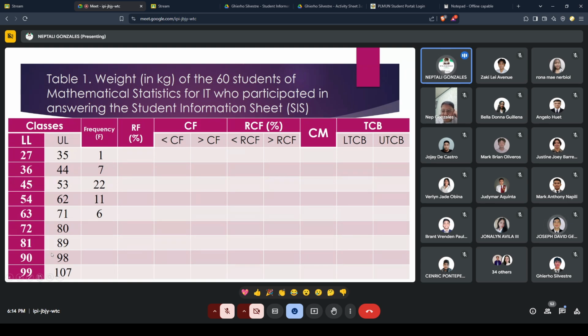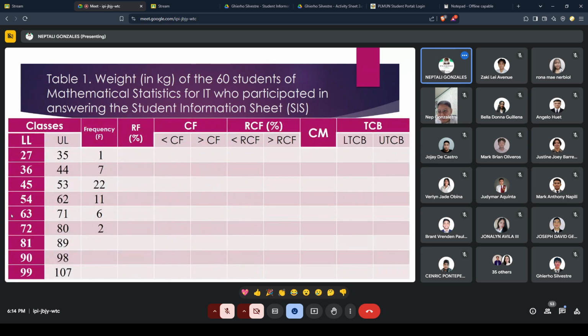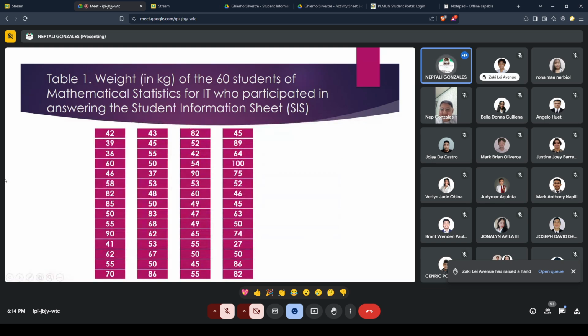Next, 72 to 80. How many are within this limit? Lower limit, upper limit? 72 to 80. So Ken answered 1. There are 2. So there are 2 from 72 to 80. Next, 81 to 89.